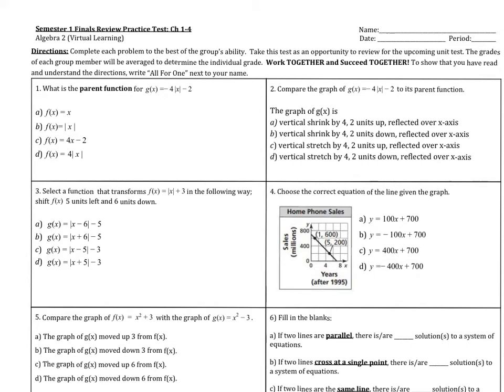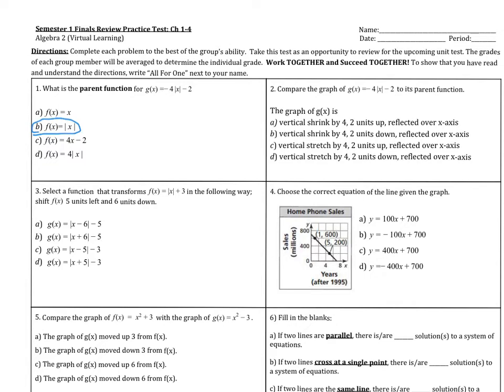Semester 1 Final Review Practice, Chapter 1 through 4. For question number 1, the parent function for g(x) = -4|x| - 2 is the absolute value function. So that's option B.